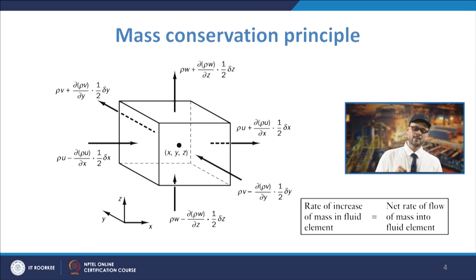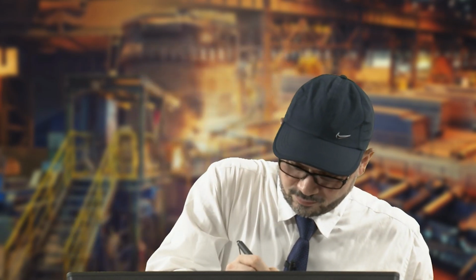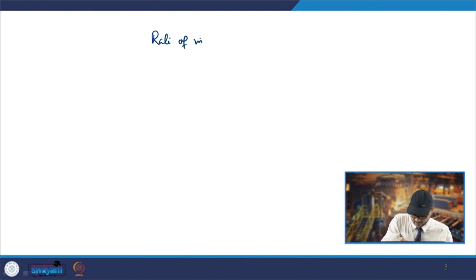As you have seen, at this point the properties are u, v, rho and so on, or p, and you will have the values on all these sides. We will be trying to find the expression for this accordingly. So, the rate of increase of mass in the fluid element.